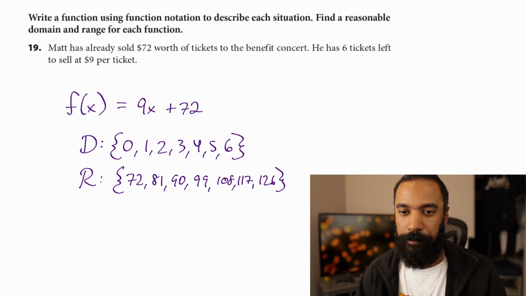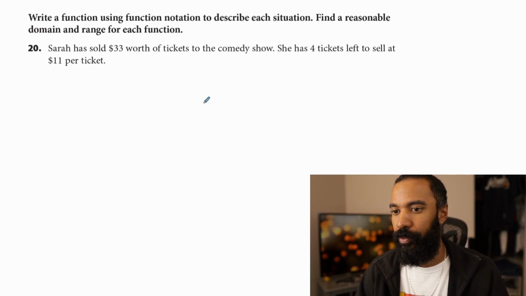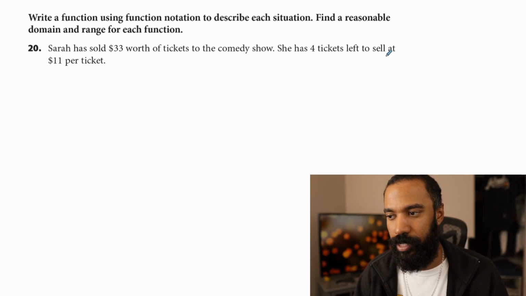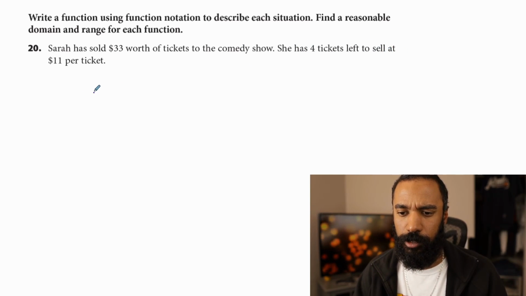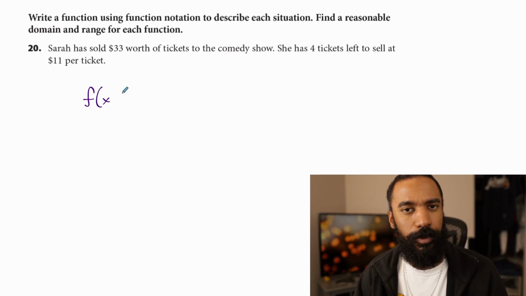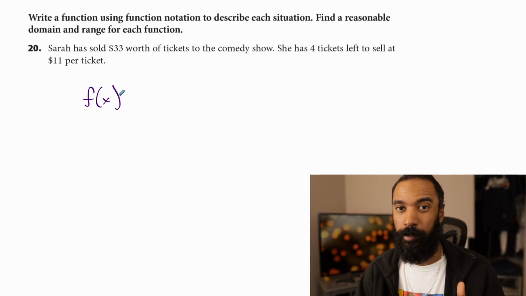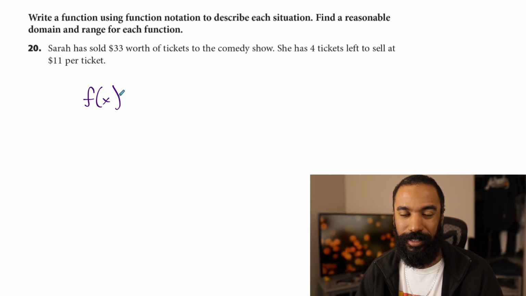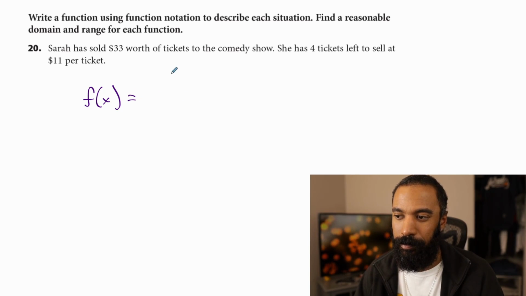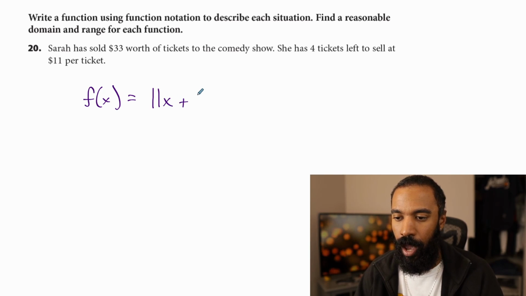Go Matt. Last problem. Sarah has sold $33 worth of tickets to the comedy show. She has 4 tickets left to sell at $11 per ticket. Same deal. So unfortunately, all these problems only go up. I wish some did go down, and we could talk about reasonable domains as far as how much more you're able to spend. They wouldn't even talk about it that way. But $11 per ticket times the number of tickets that you do, up to 4.